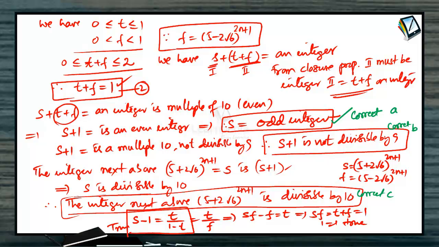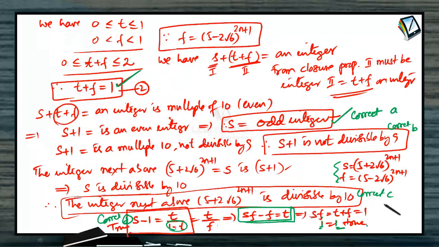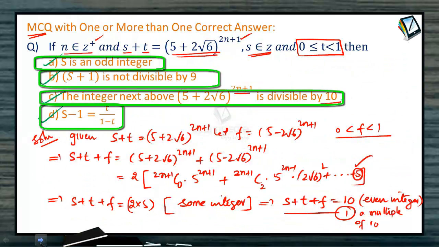And last but not the least, s minus 1 equals t by 1 minus t is considered, but 1 minus t is replaced by f from here, because here t is sent this side, f, and cross multiplied, sf minus t is an identity where LHS is 1 and RHS is 1, because the product of s into f will be 1, and 1 equal to 1 is true. Hence s minus 1 equals t by 1 minus t is correct. That is option D is also correct. So for this multiple choice question with more than one correct answer, A is correct, B is correct, C is correct and D is correct. All four options are correct for this question.